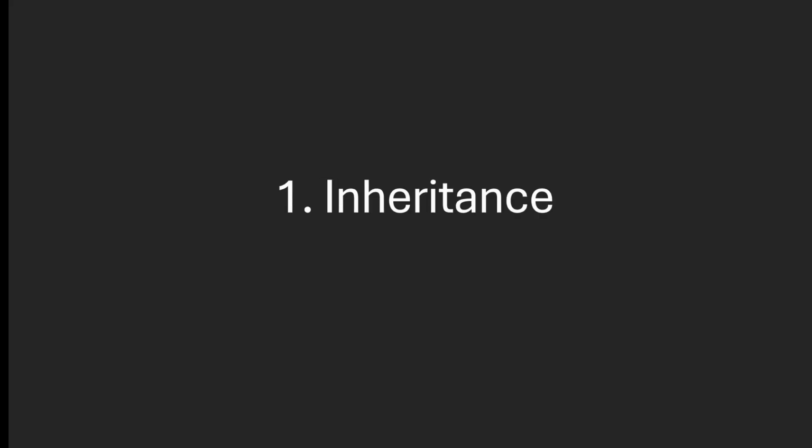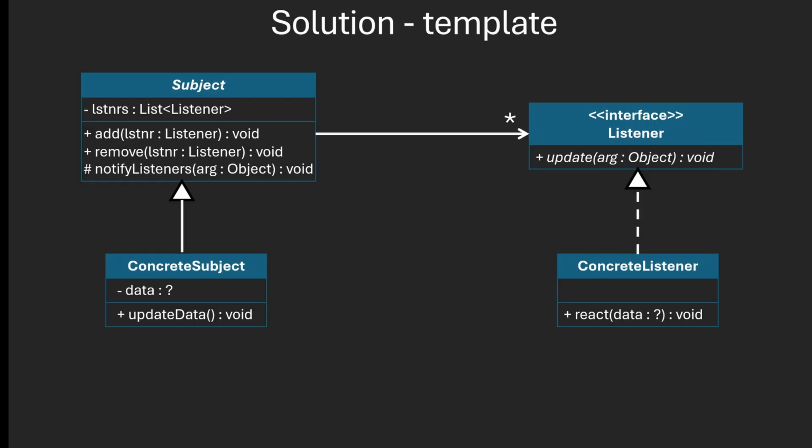First, the pattern uses inheritance. Here is the diagram once again, and for the concrete subject to become a subject, it has to extend the abstract subject class. In Java and other languages, you are limited to only one superclass. When my concrete subject extends the subject, it cannot extend any other class.